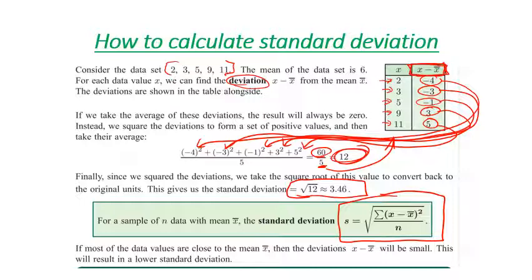Obviously the closer the data values, so the closer our x values are to the actual mean of our data, the smaller the standard deviation will be, which means the more accurate or the more consistent our data will be.